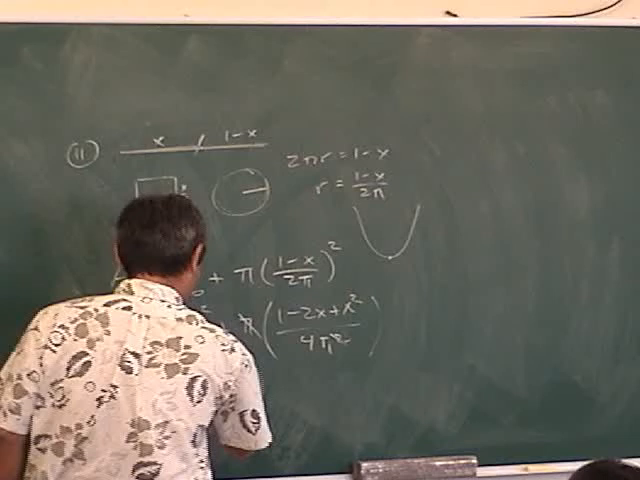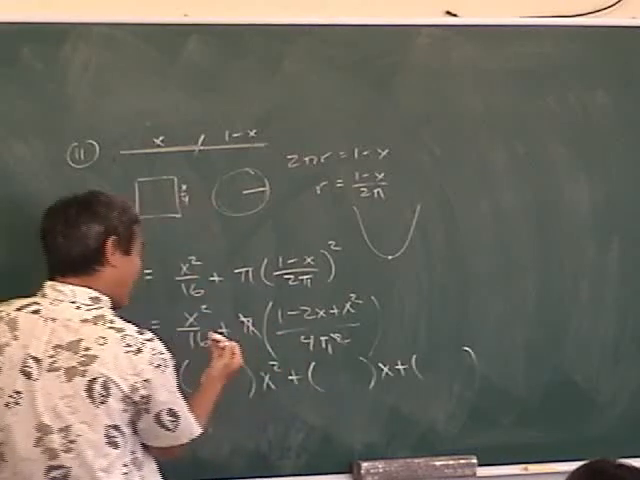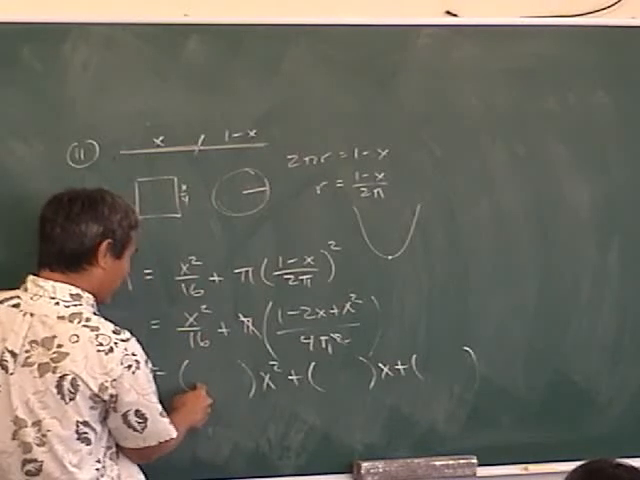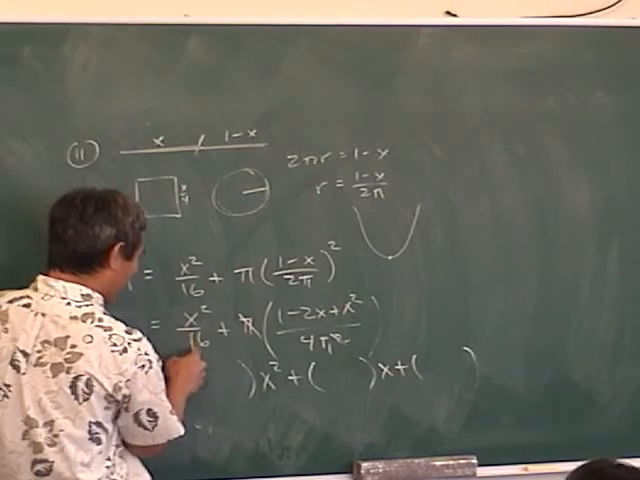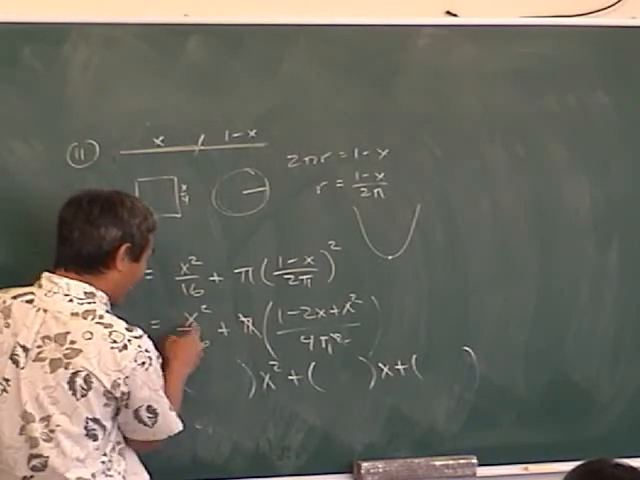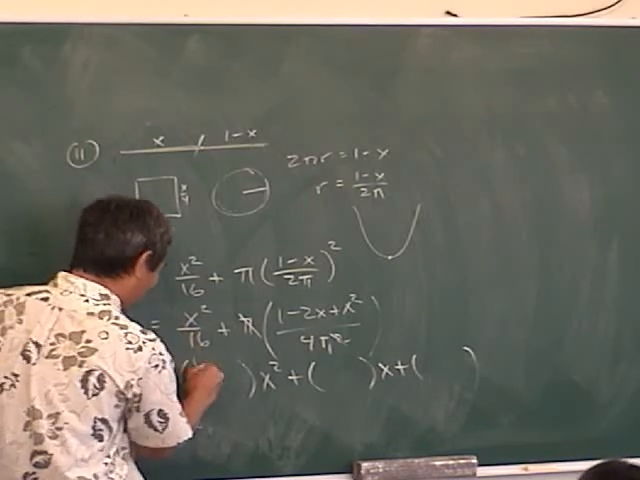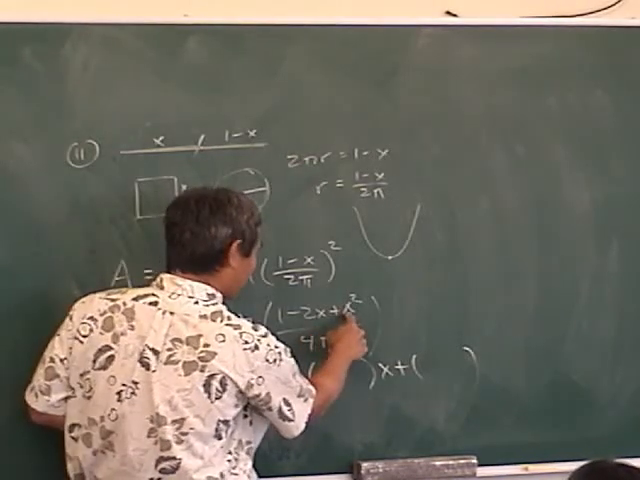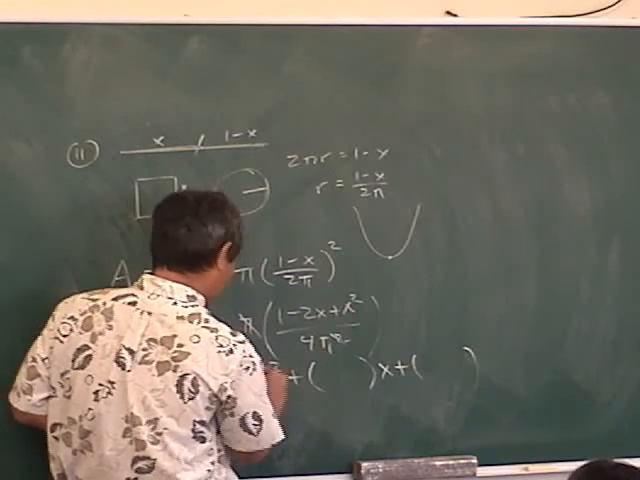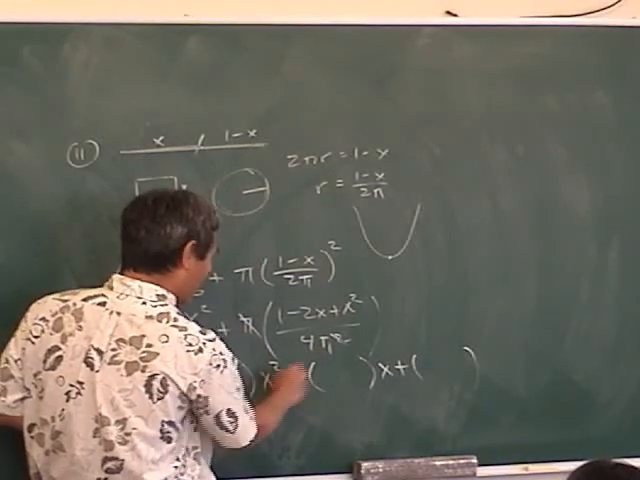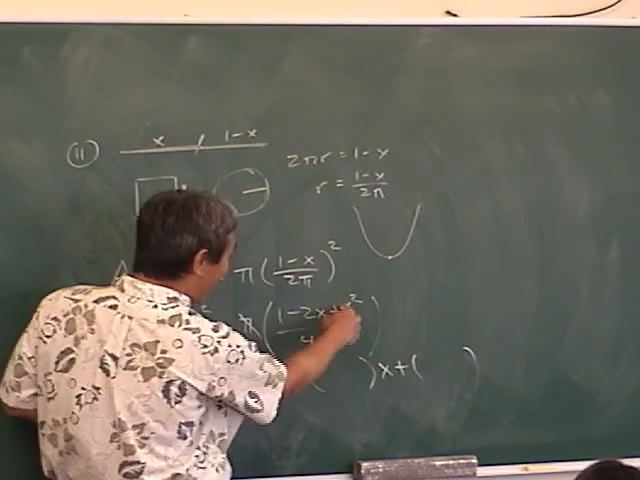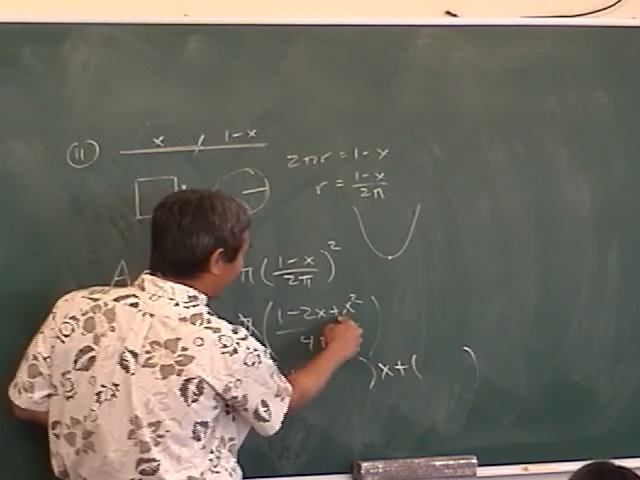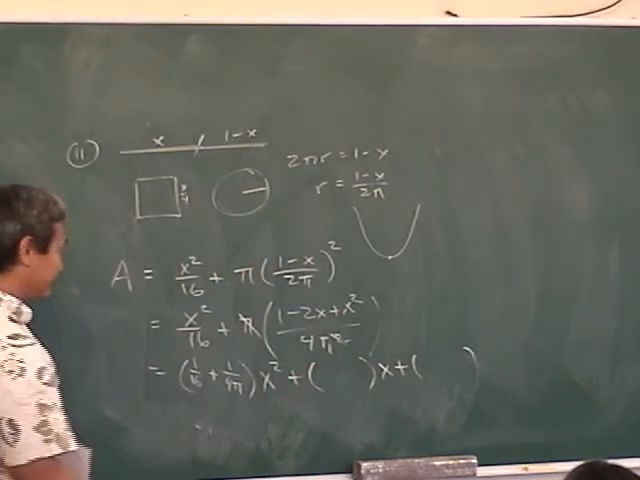Now notice there's two x squared terms. There's one x squared term here and one x squared term there. If I combine them together, what's the coefficient going to be? Look, right here. What's the coefficient of x squared? 1/16 plus, what's the coefficient of x squared here? 1 over 4 pi. Not just 1. It's 1 over 4 pi. When you divide a fraction by 4 pi, you have to divide everything by 4 pi.